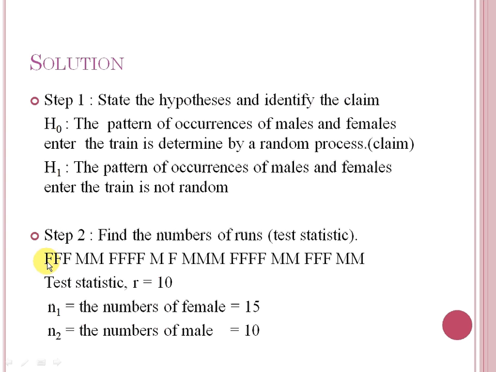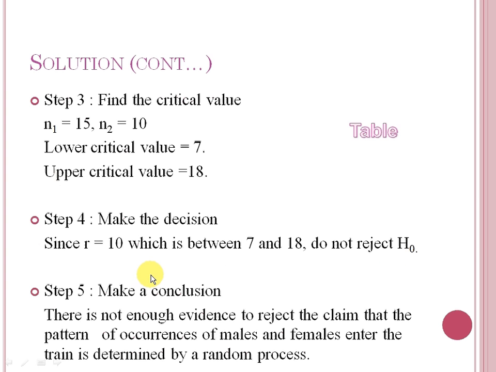Normally, N1 we take as the number of the first item that appears. The first item that appears is female, so we check the number of female. We have 3 plus 4, 7, 8, and then 12, 15. N1 is equal to 15, and N2 is 10. So N1 is 15, N2 is 10, R is equal to 10.